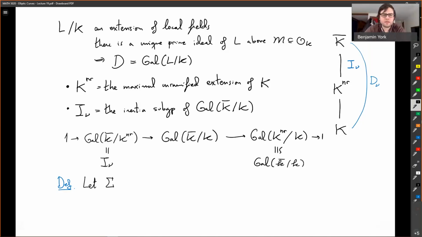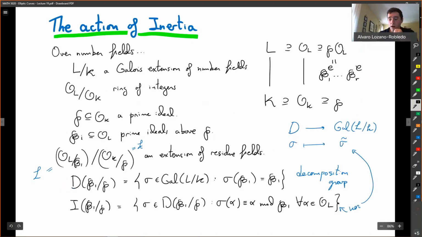Yes, if I follow what you said. So if you look at the previous picture, there was a prime here, and then for the inertia, we picked one of the primes above P. Then we built a decomposition group, Galois elements that fixed that prime, and inertia would be the elements such that when you act on elements, it's the identity modulo that prime.